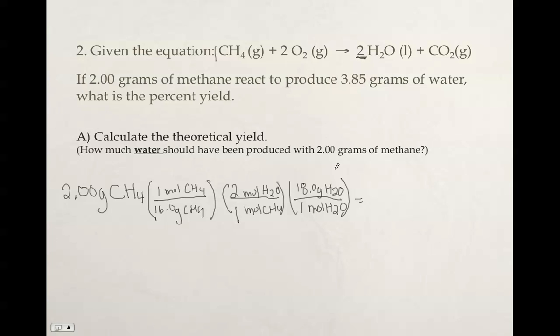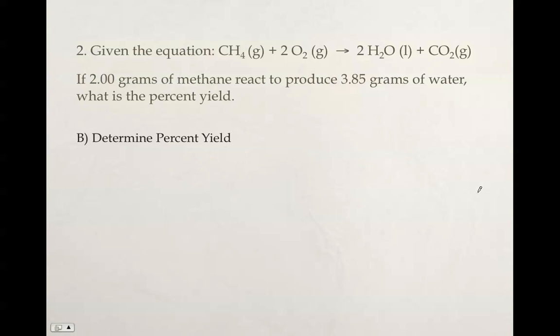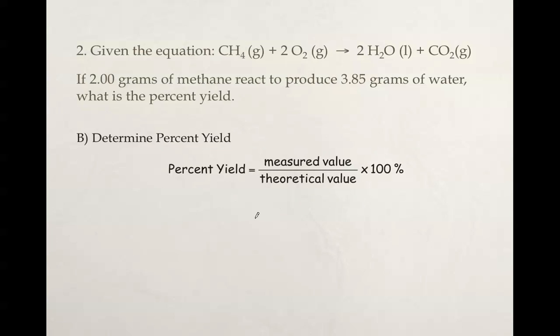Going ahead and multiplying across the top, dividing by the bottom, you're going to see that our theoretical yield is 4.50 grams of H2O. So if we had 2 grams of methane reacting in the lab, we would expect to yield 4.5 grams of water. However, we've only produced 3.85 grams. So we're going to calculate our percent yield, again using the same exact formula. Our measured value was 3.85 grams. Our theoretical value that we just calculated was 4.50 grams, times 100%.